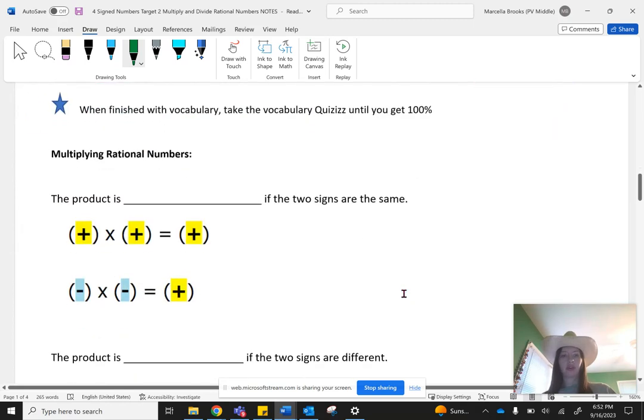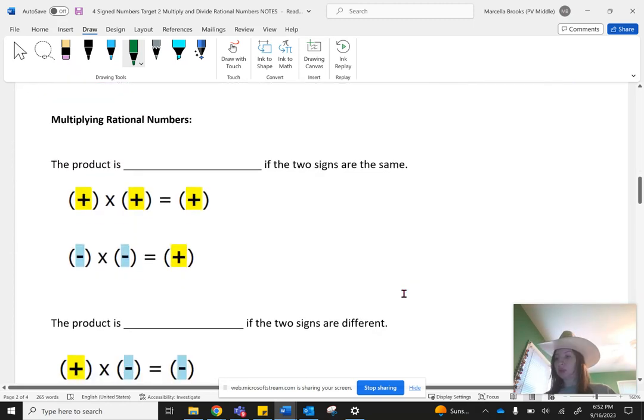All right, so you've taken the quizzes and now you're ready to move on. So here we go. Multiplying rational numbers.